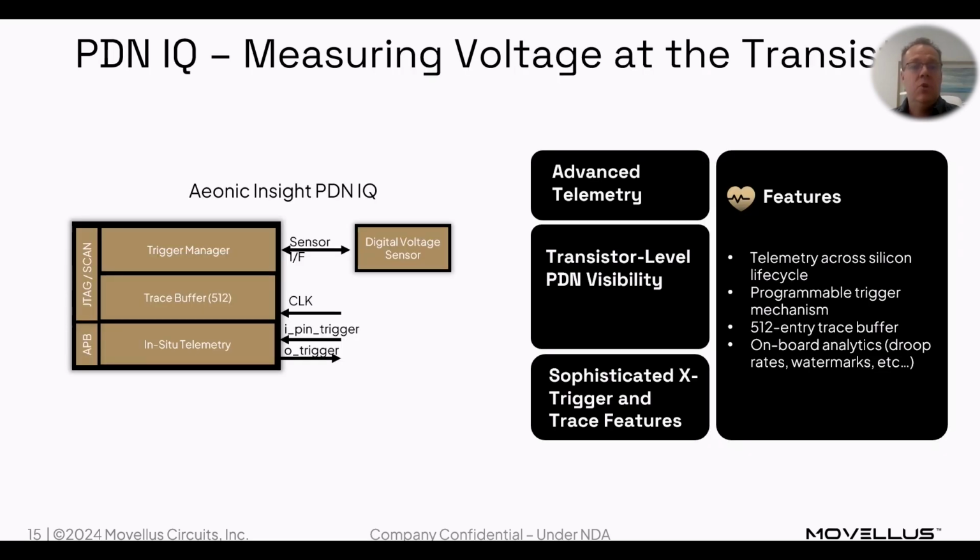The IP has a trigger manager, which can be used to begin the storage of waveform data, again, on the nanosecond range. There is a trace buffer to store the waveform characteristics. There are several telemetry aspects, being able to indicate when triggers have happened, how often they've happened for data gathering. APB and JTAG interfaces for data readback. And as mentioned earlier, there's a very tiny sensor head itself, which provides data to the controller block. This allows you to have transistor level PDN visibility or voltage visibility wherever you need throughout your core.